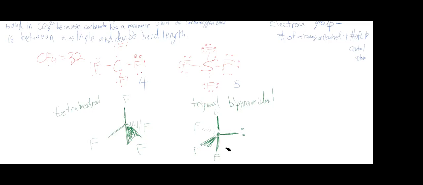So as this is all set up, we said that this was seesaw in its shape, and this other one was tetrahedral for its molecular geometry because there are no lone pairs. So why is SF4 polar, whereas CF4 is non-polar?